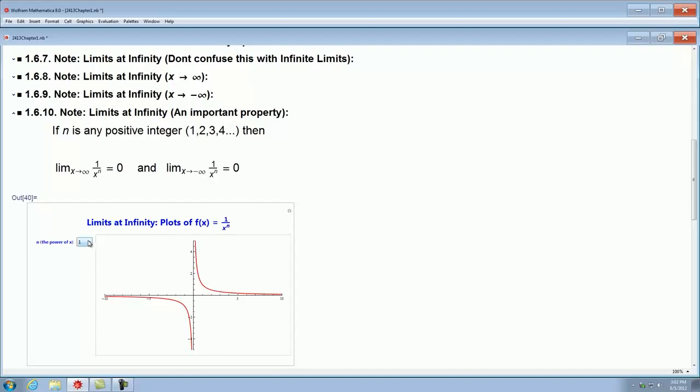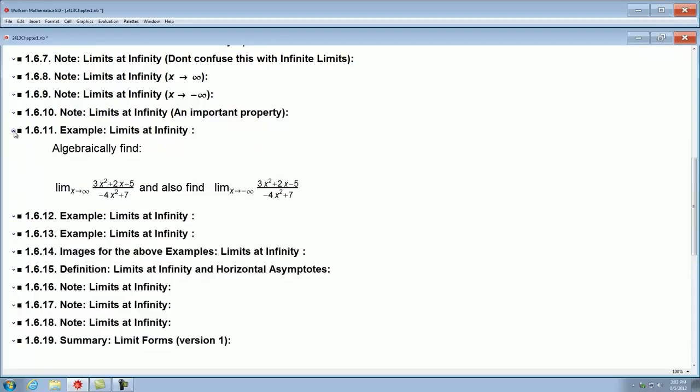If I make this x squared on the bottom, same thing happens. Approaching positive infinity, it's headed to 0. Negative infinity, it's headed to 0. 1 over x cubed, same thing's happening. Headed towards 0, headed towards 0. And I'll just go out to, let's say, 8, so you can really see this. It's going even faster. So that's what this property is saying. Anytime we have 1 over x to a power, and that power is a positive integer, then that limit definitely has to go to 0.